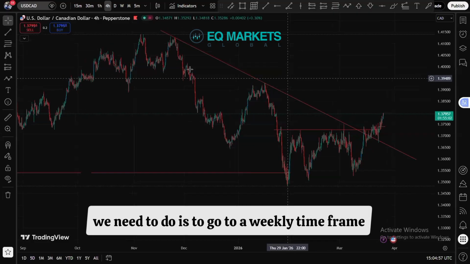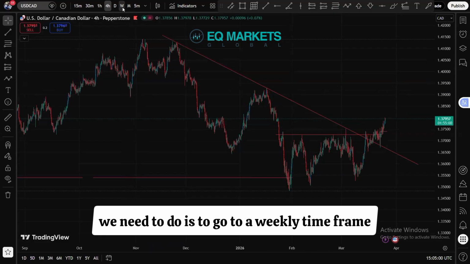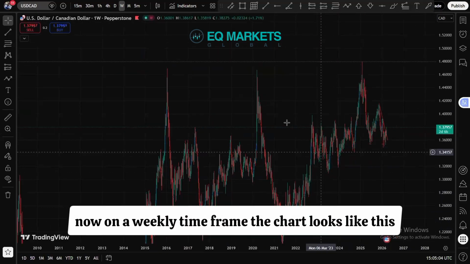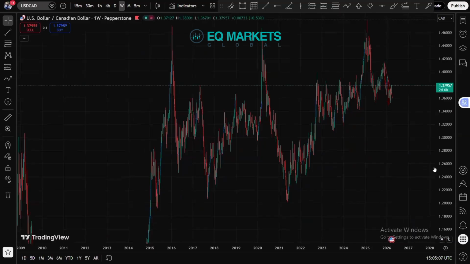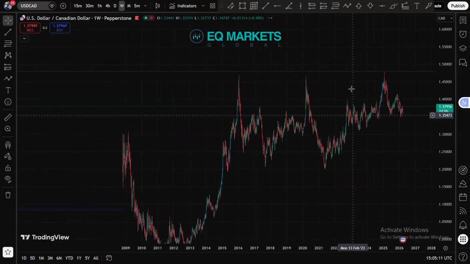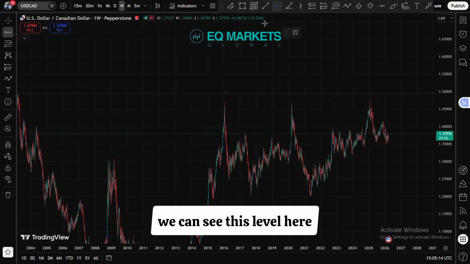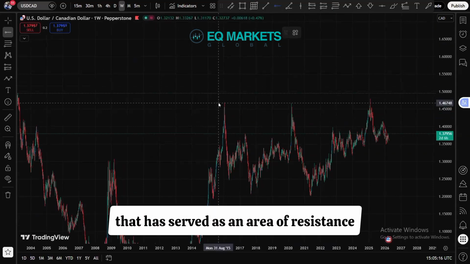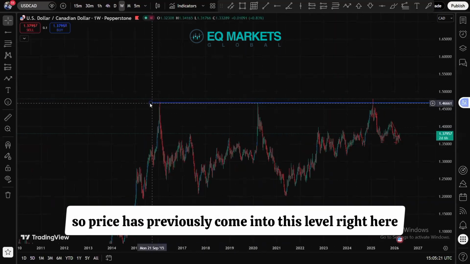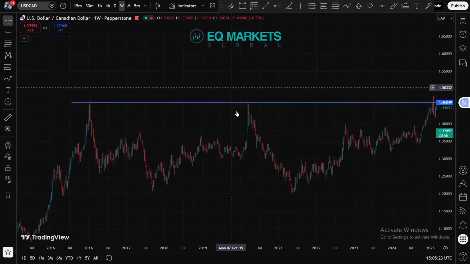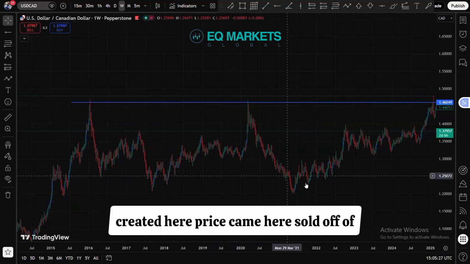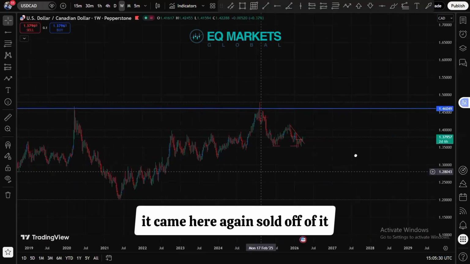The number one thing we need to do is to go to a weekly time frame. Now, on a weekly time frame, the chart looks like this. Clearly, we can see what is happening. However, we can see this level here that has served as an area of resistance. So price has previously come into this level right here, majority of the time. So we had this level created here, price came here, sold off of it, came here again, sold off of it.